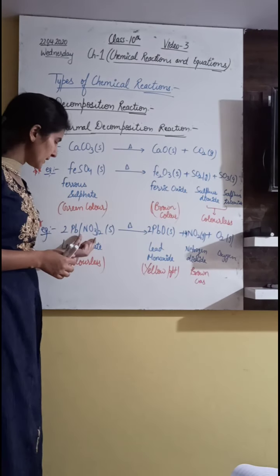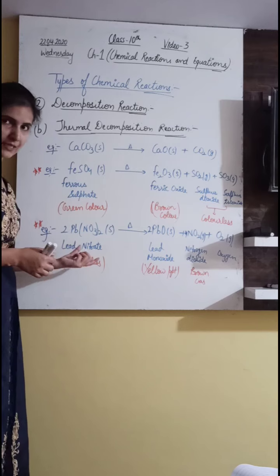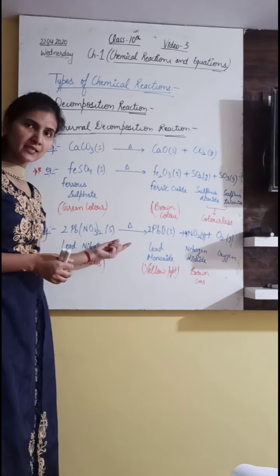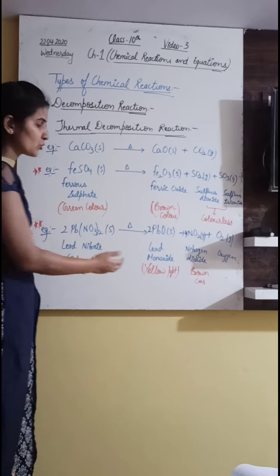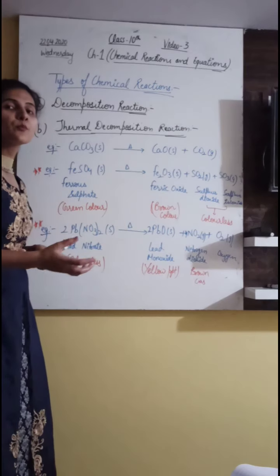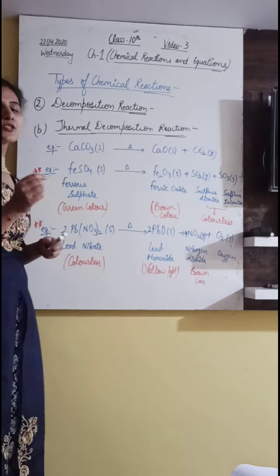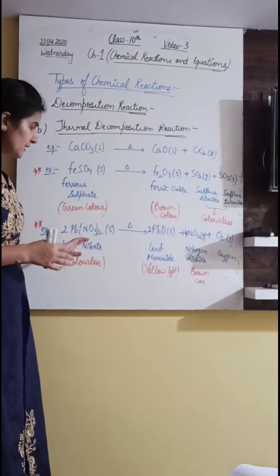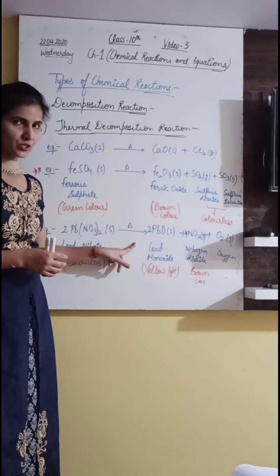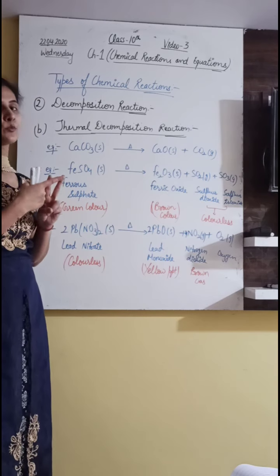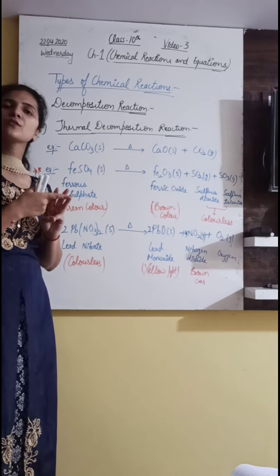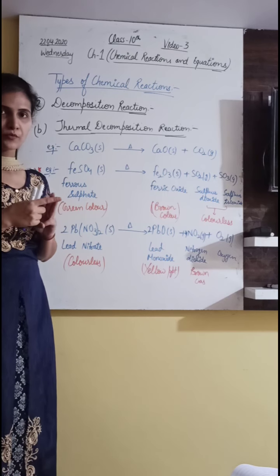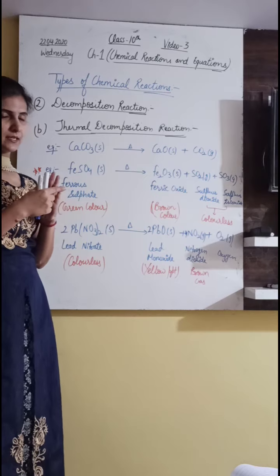So here in this case, we have one compound which is colorless, lead nitrate. When we supply heat to this lead nitrate, it gives a yellow precipitate along with the production of brown color gas. So what is happening in this reaction? It is endothermic in nature. Second observation is a yellow precipitate will form. Third observation will be brown color gas will evolve. One more observation is there.